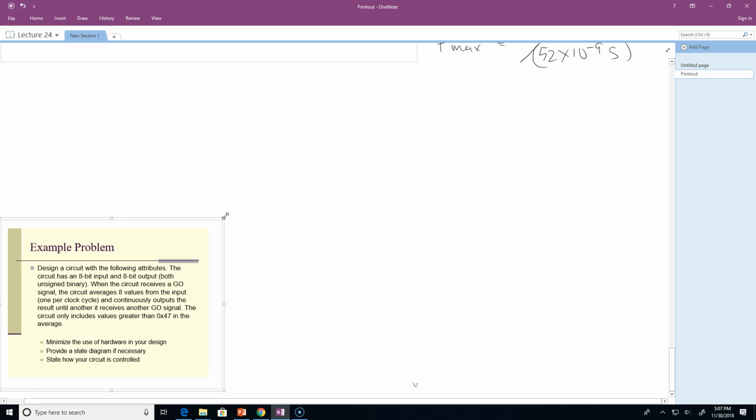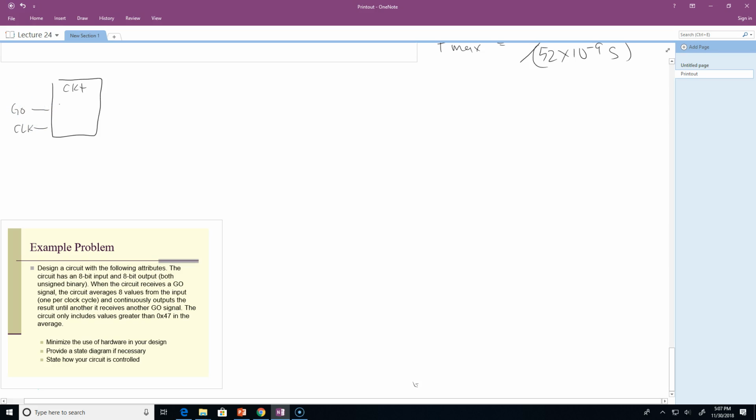Okay, so this is a circuit that is essentially adding. I might as well draw the top level diagram on this thing. CKT. It has a clock.